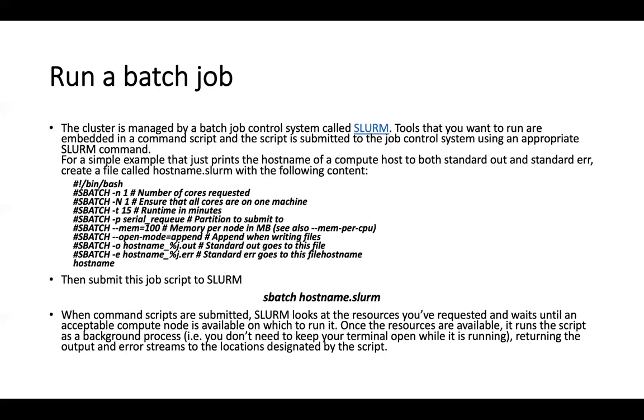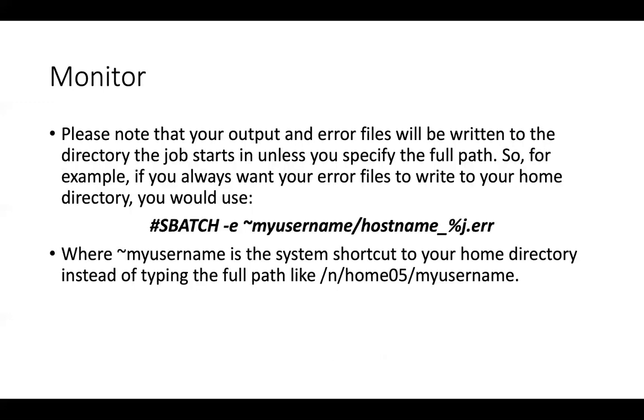When command scripts are submitted, Slurm looks at the resources you have requested and waits until an acceptable compute node is available on which to run it. Once the resources are available, it runs the script as a background process and returns the output and error streams to the location designated by the script. And here shows how we monitor the progress.